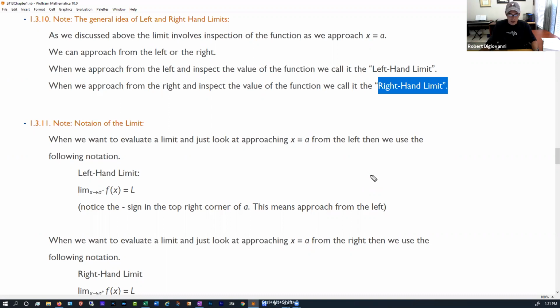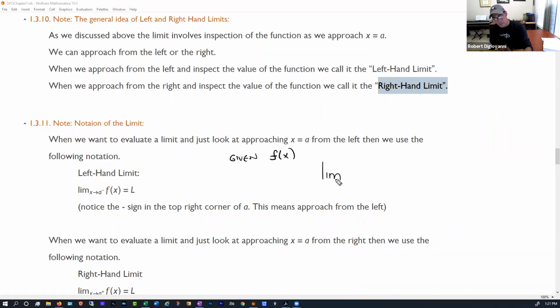And it's here, but I'm going to rewrite it. So remember, you're given some function. And if I want you to inspect that function near some value and come in from the left, here's how I'll write it. I'll write lim, which stands for limit. Below the lim, I'm going to write x with an arrow to a. And that's telling you, hey, you need to look what's happening as x gets close to a. And then I'm going to put a little negative sign on the top right-hand side of the a.